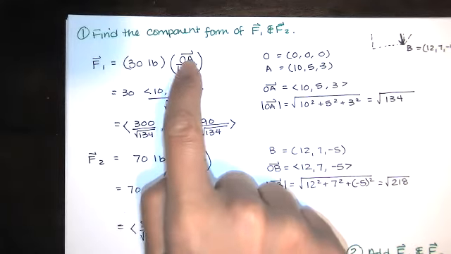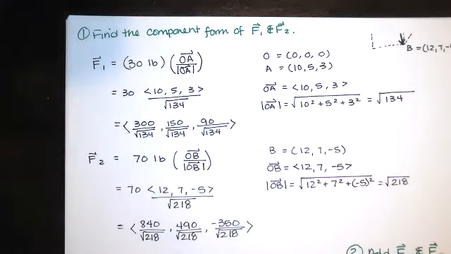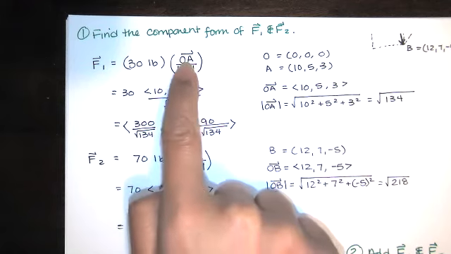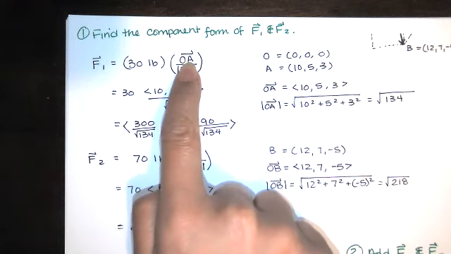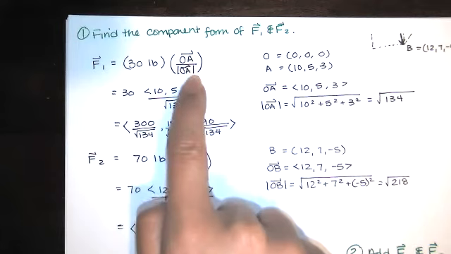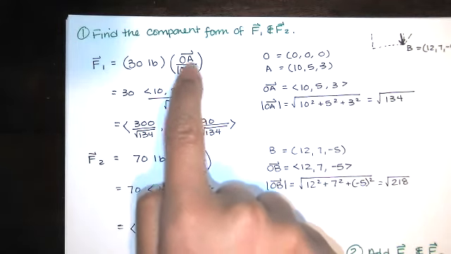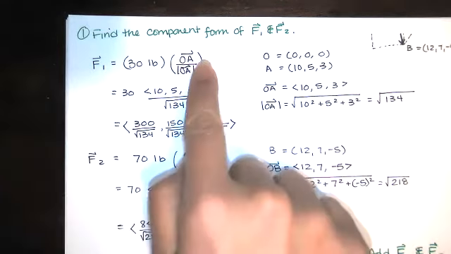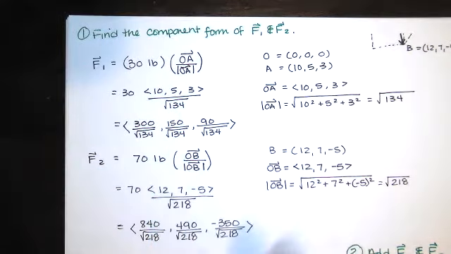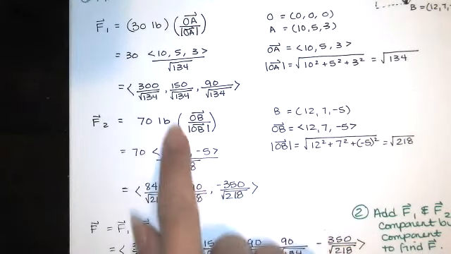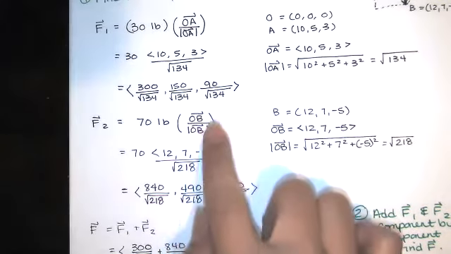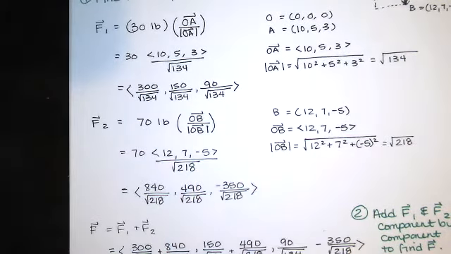If you just took this vector OA and multiplied by 30, it's going to be way too long. That's why you've got to divide by its length first. This is not the vector OA. This is the vector OA divided by its length, which means it goes in the exact same direction, but it's 1 unit long. Then we multiply by 30 pounds, and then it's 30 pounds in magnitude. Same thing here. Find the unit vector in the direction of OB, multiply by 70 pounds, then it points in the right direction, and it has the right magnitude.